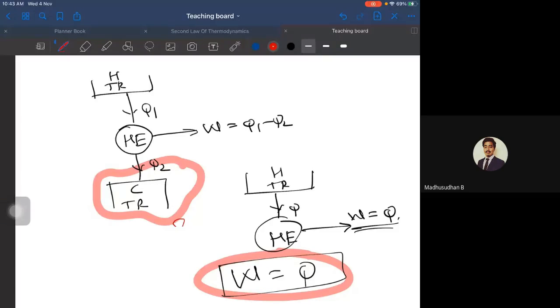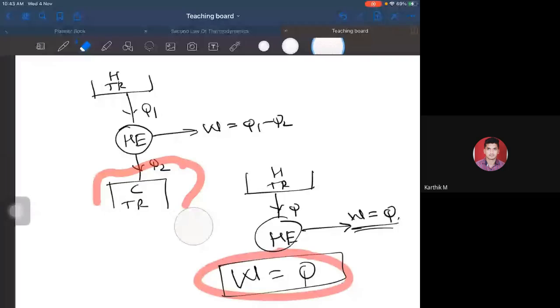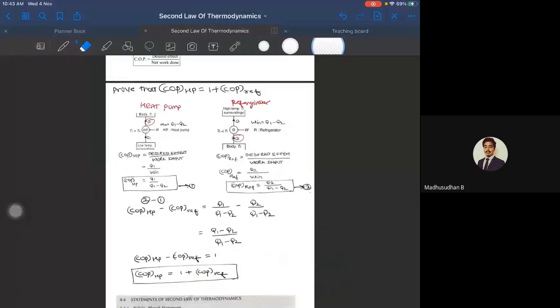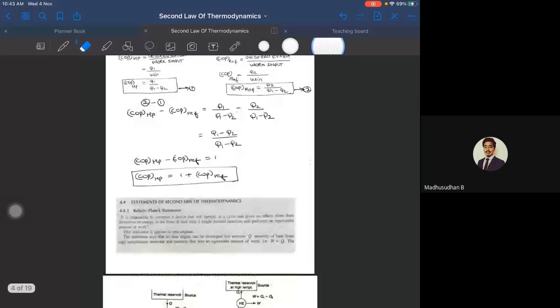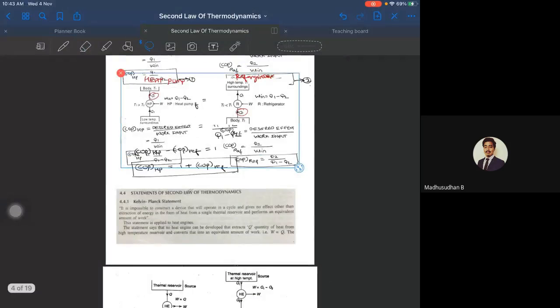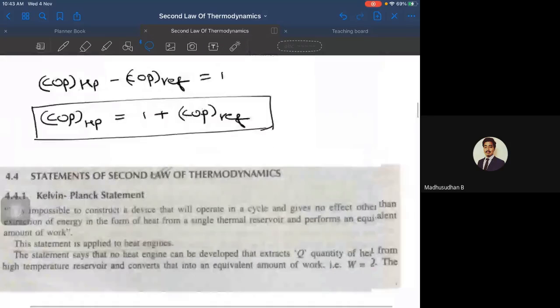Got the meaning, guys? So what does Kelvin Planck say, Karthik? So we cannot use a single reservoir to exchange heat. You can use a single reservoir, but you cannot get the net work output. That is what he says. Okay, so just go through the definitions given in the textbook.